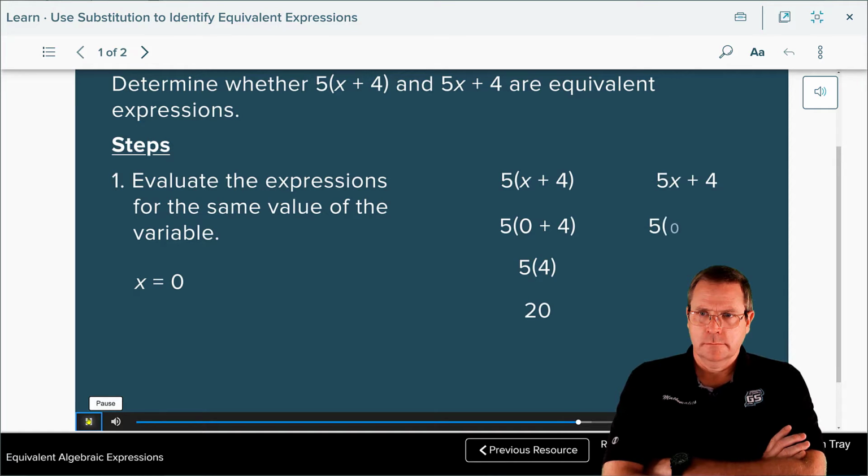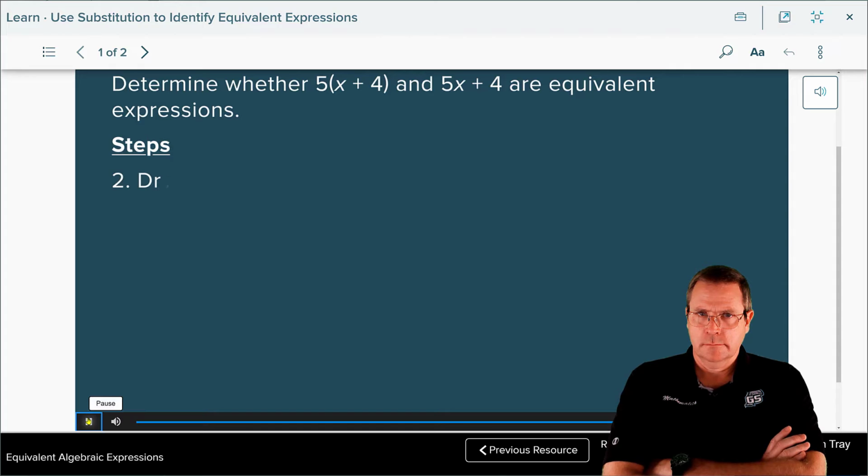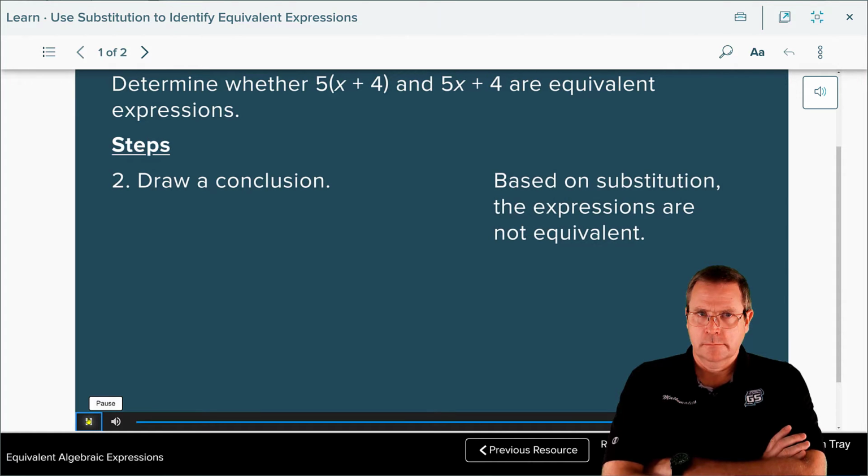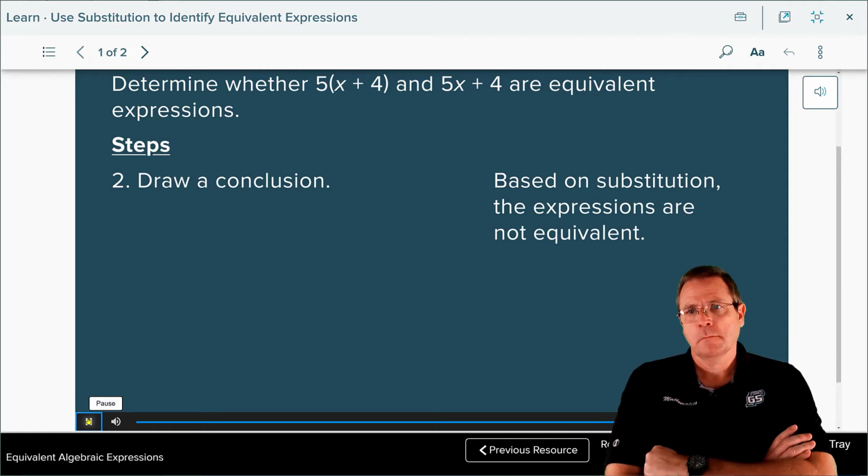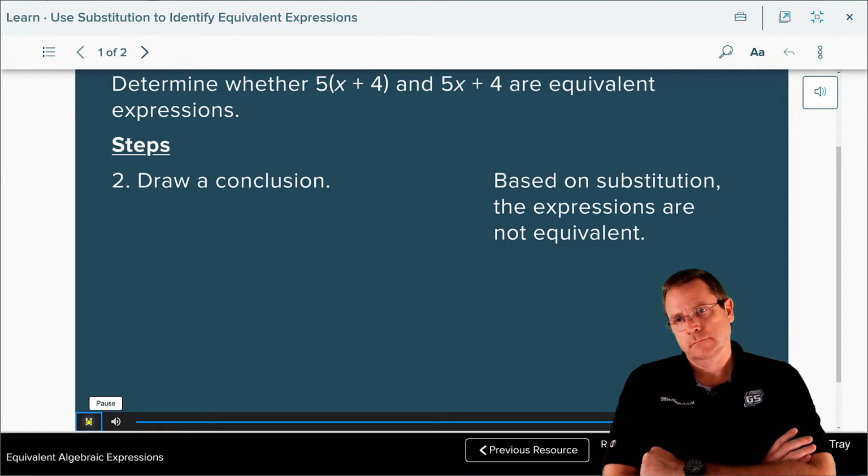Repeat for the second expression. 5 times 0 plus 4 simplifies to 4. When x equals 0, the expressions have different values. Next, draw a conclusion about the expressions. If the substitution shows that the expressions have different values for the same value of the variable, you can conclude that the expressions are not equivalent.